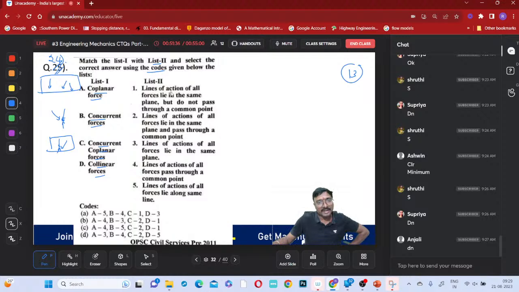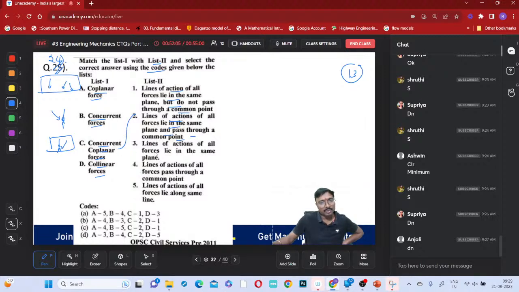Lines of action of all the forces lie on the same plane but do not pass through a common point. When it is not passing through a common point, there is no concurrency. Only coplanar forces. Lines of action of all forces in the same plane and passing through a common point: that is concurrent as well as coplanar.